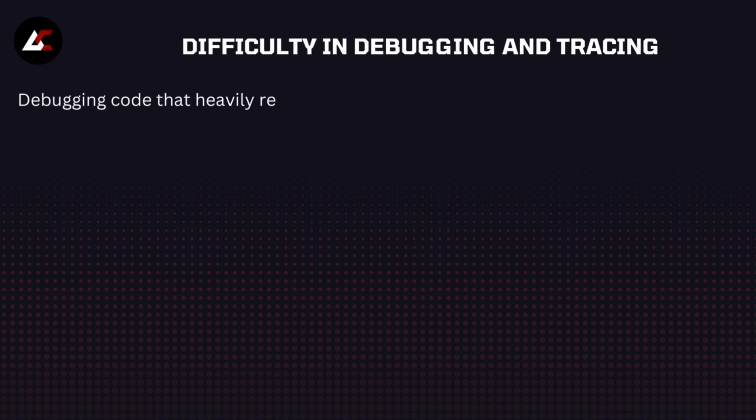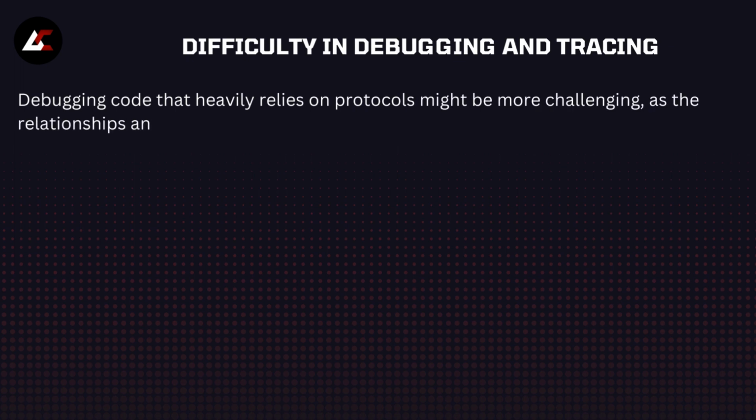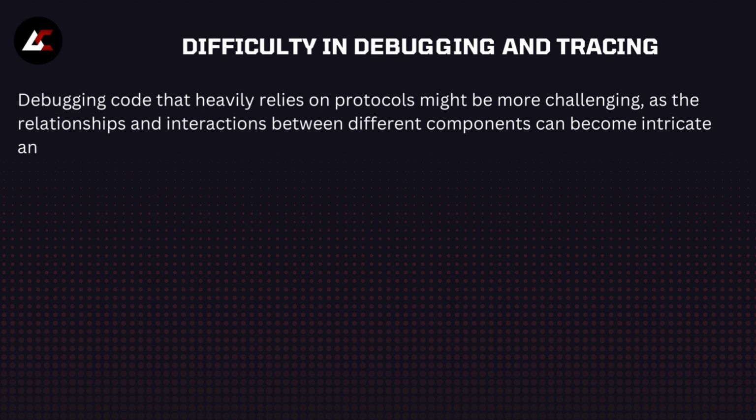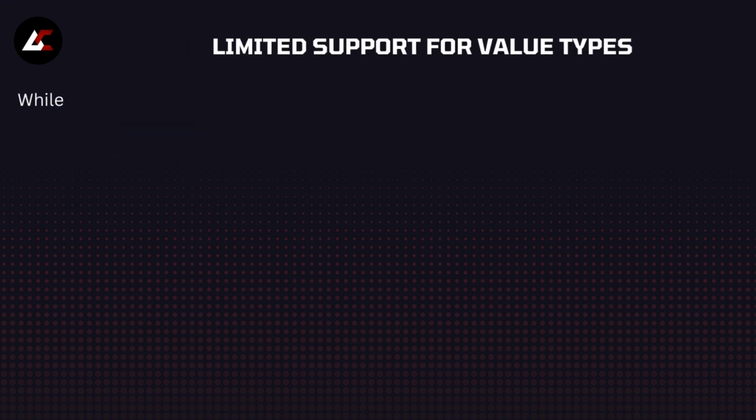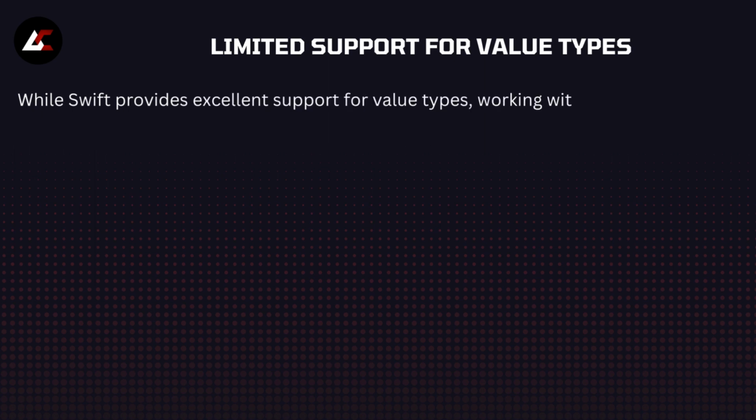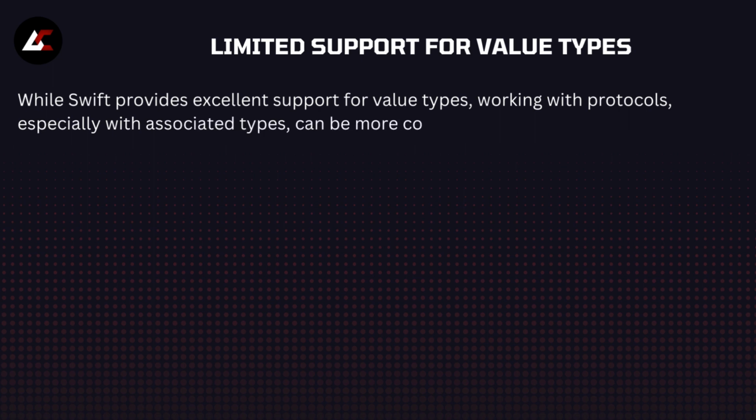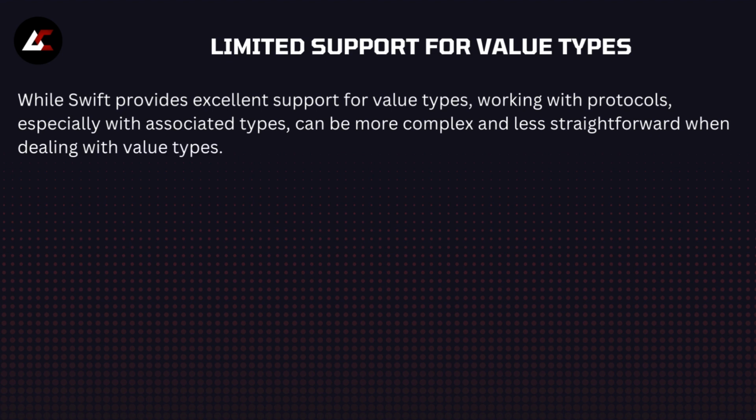Difficulty in debugging and tracing. Debugging code that heavily relies on protocols might be more challenging, as the relationships and interactions between different components can become intricate and less transparent. Limited support for value types. While Swift provides excellent support for value types, working with protocols, especially with associated types, can be more complex and less straightforward when dealing with value types.